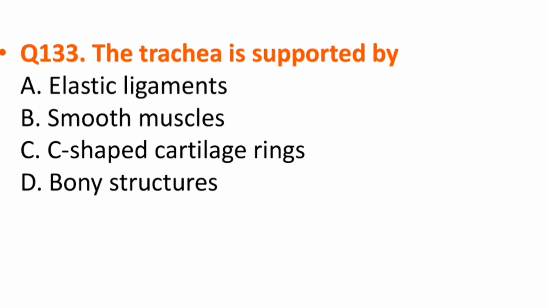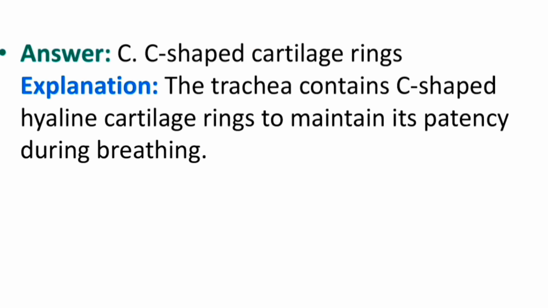The next question. The trachea is supported by option A, elastic ligaments, option B, smooth muscles, option C, C-shaped cartilage rings, option D, bony structures. The correct answer is option C, C-shaped cartilage rings. The trachea contains C-shaped hyaline cartilage rings to maintain its patency during breathing.